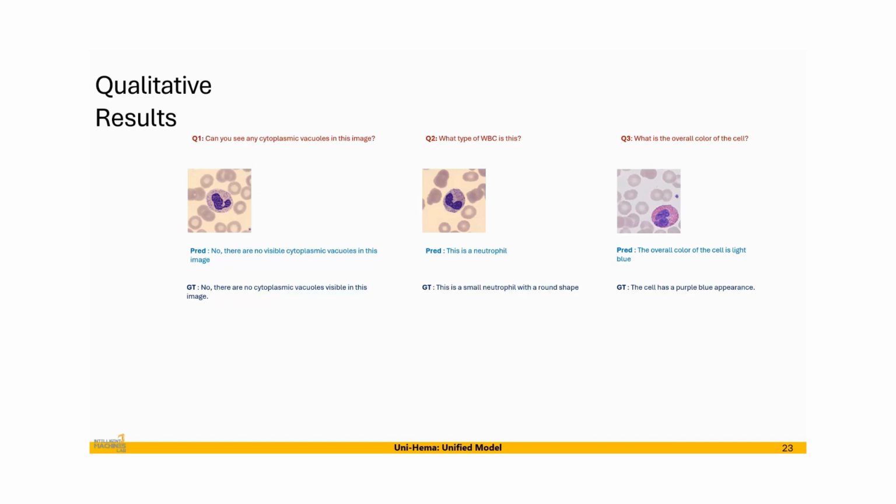These are some examples of visual question answering, and that shows that our method can generate approximately the correct description with respect to the image and the question.